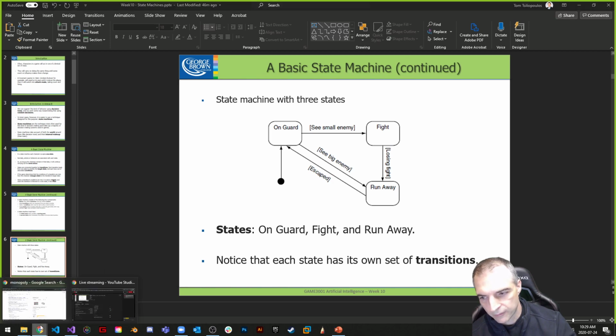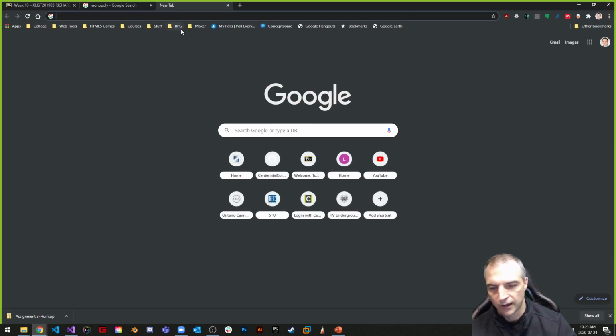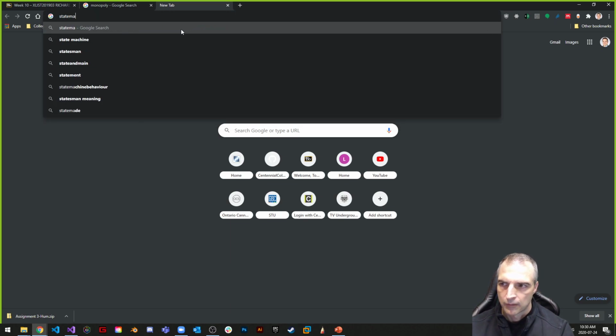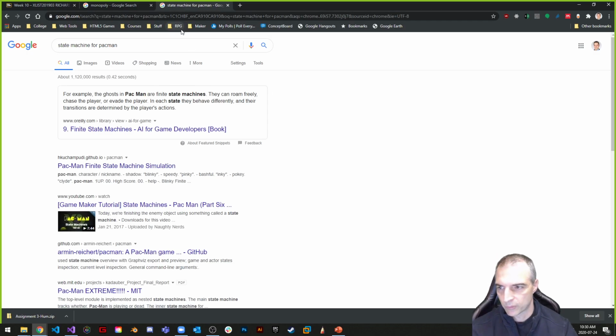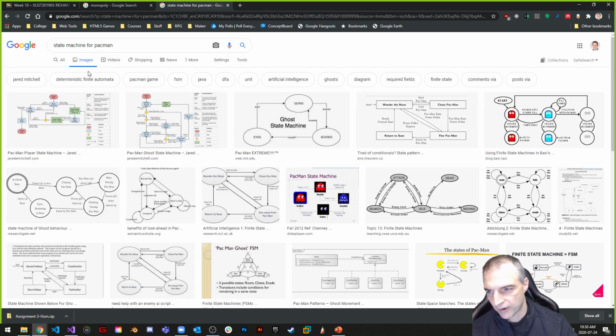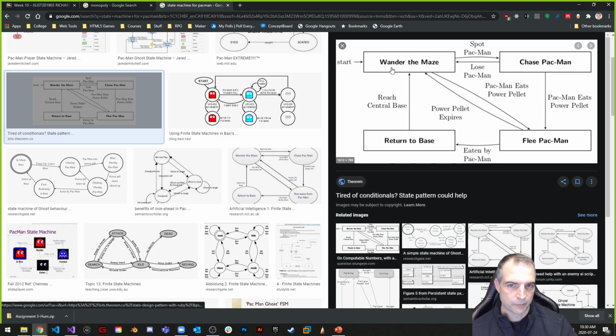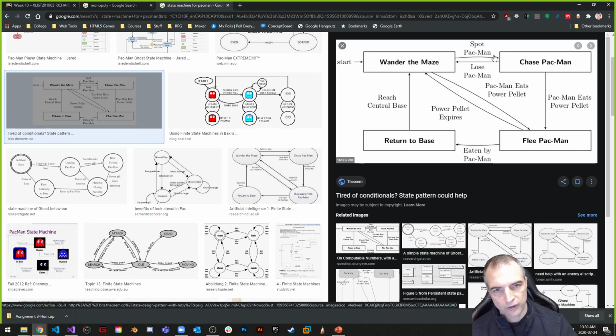The other thing we can look at, which is very common as well, is a state machine for Pac-Man. That's a very common example out there. So here is a potential state machine for Pac-Man. Start. So there's the start. I wander the maze. As an example, I have some kind of transition, a condition that triggers the transition from wandering the maze to chasing Pac-Man.